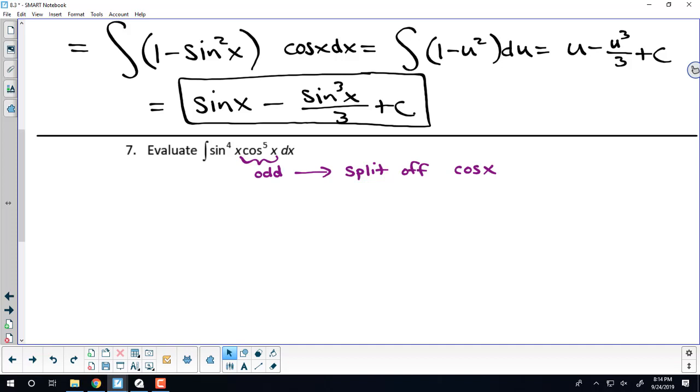Would you give us the answer? Sine 9x over 9, minus 2 sine 7x over 7, plus sine 5x over 5.